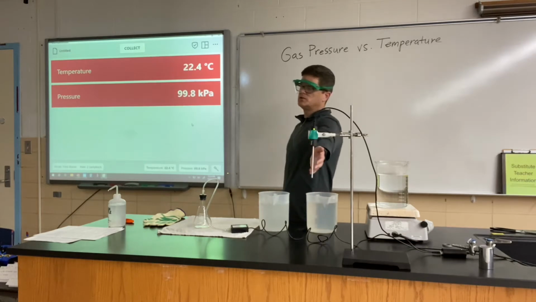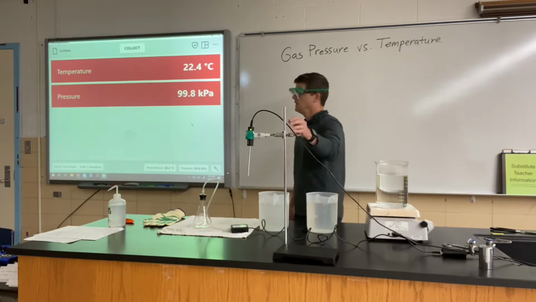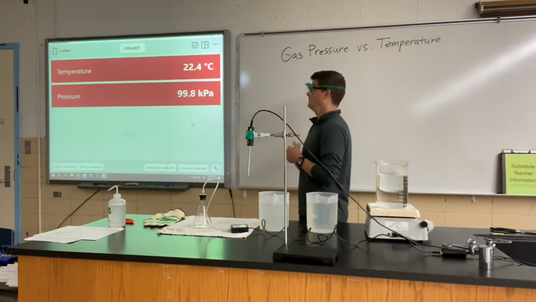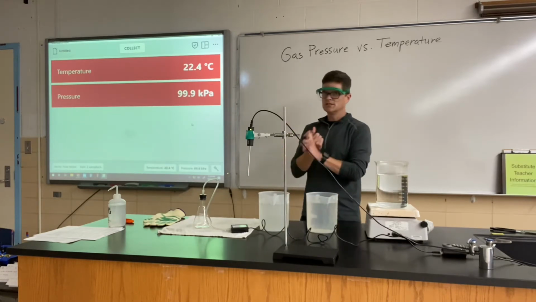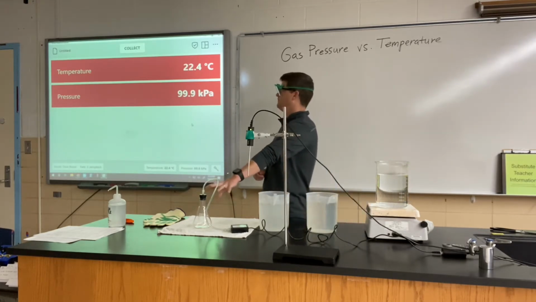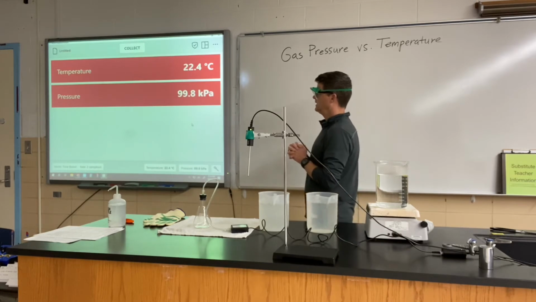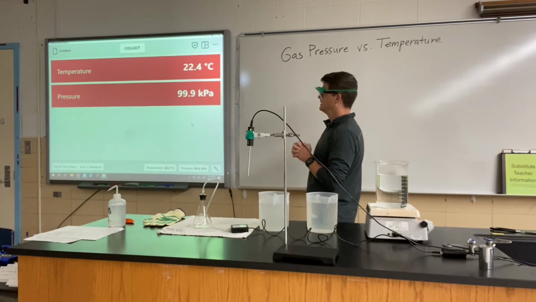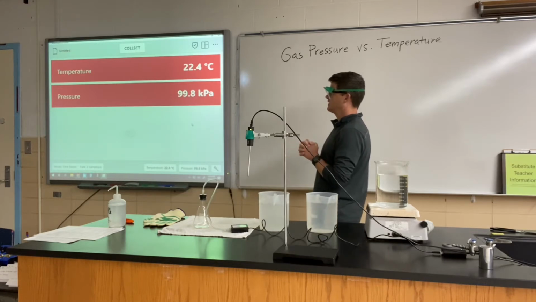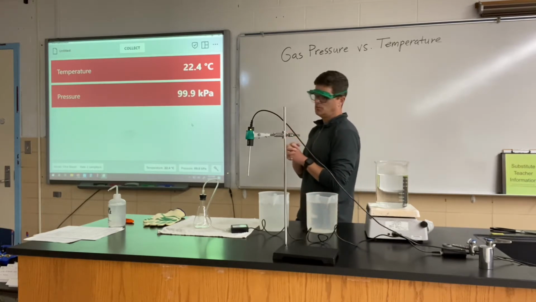We're at room temperature. 22.4 degrees is the air temperature in here right now. And we're going to assume that the air inside the flask is at that same temperature. So this is data point number 1, 22.4 degrees Celsius of the air inside the flask right now. And the pressure in kilopascals is fluctuating between 99.8 and 99.9. Let's go with 99.8, knowing that there's going to be a little bit of error there in that data point.